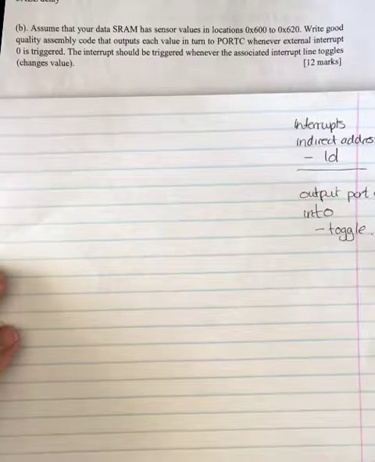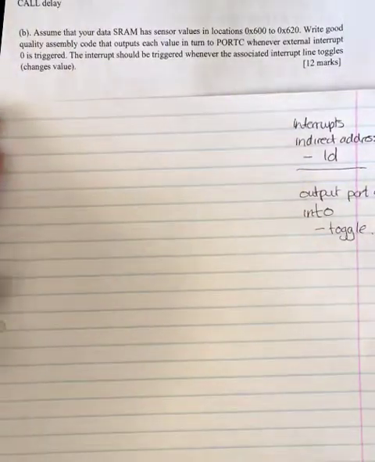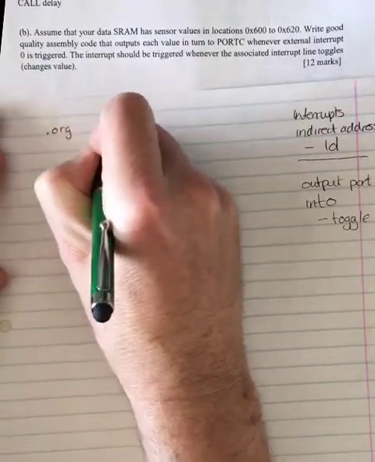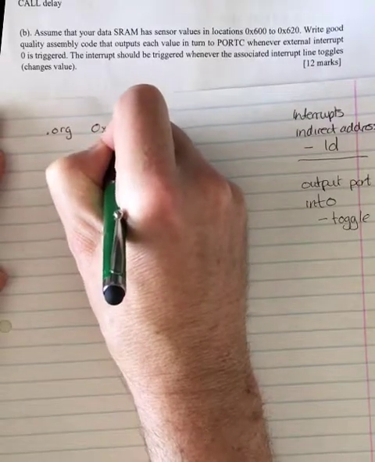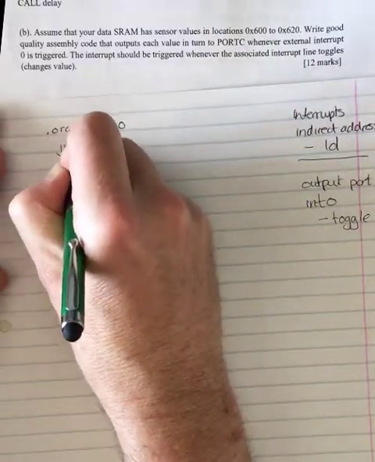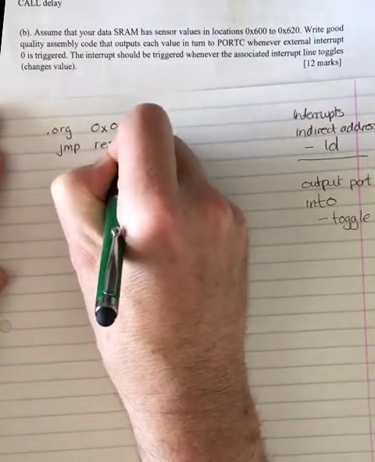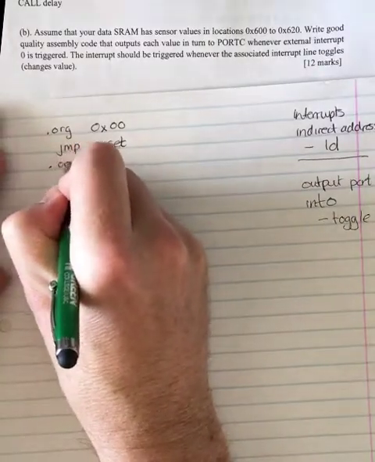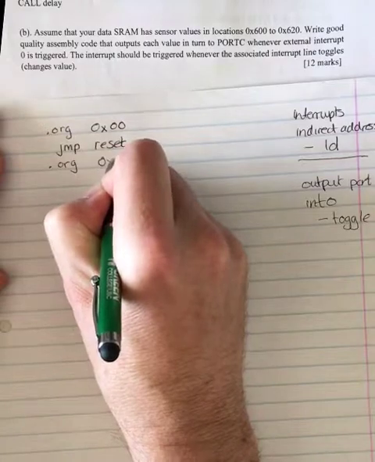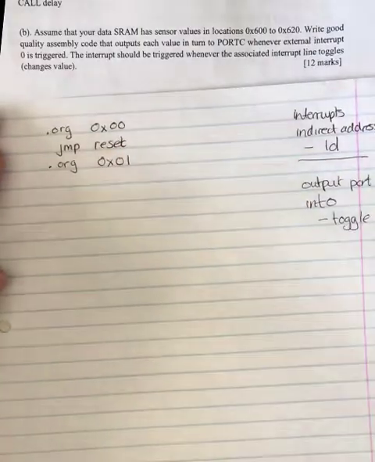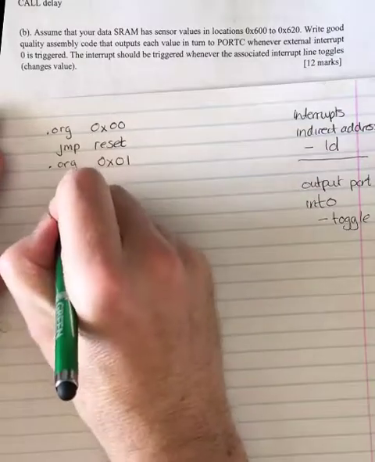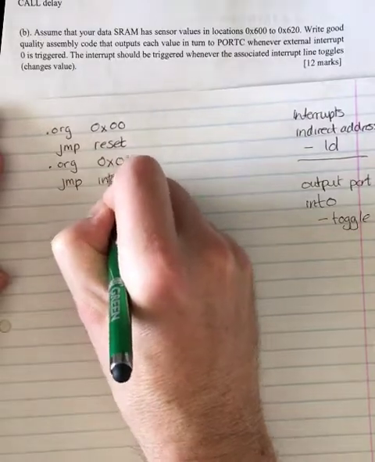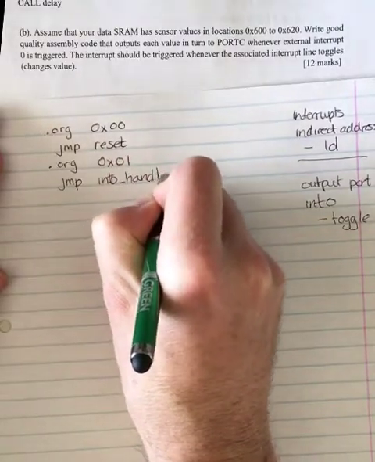So first thing, if you are using an interrupt, is to set up the interrupt vector table. So here we have to have the entry for the main reset. That's the main loop. And then interrupt 0, the entry is, if you look at the data sheet, at position 1 in the interrupt vector table. And so we will jump to int 0 handle.